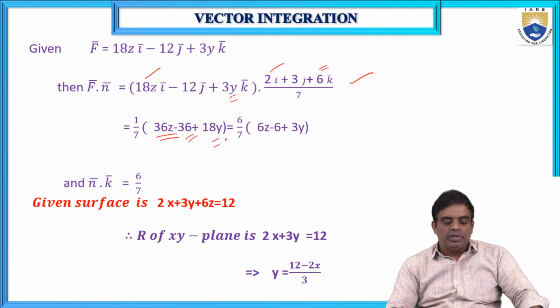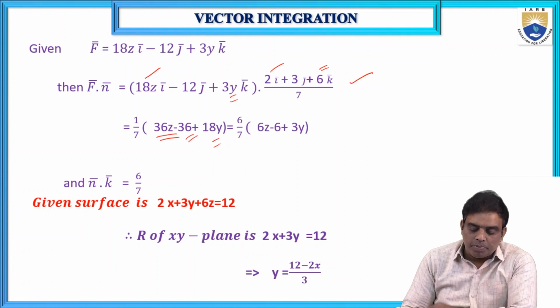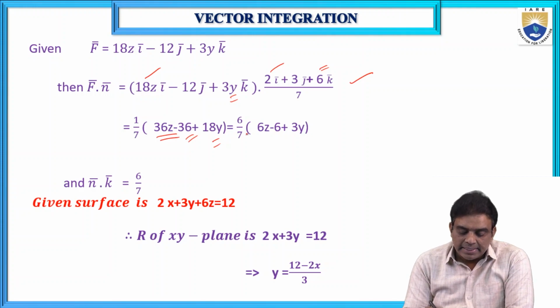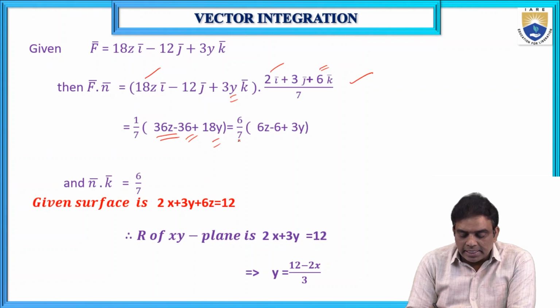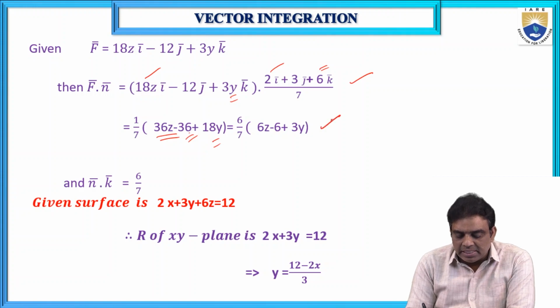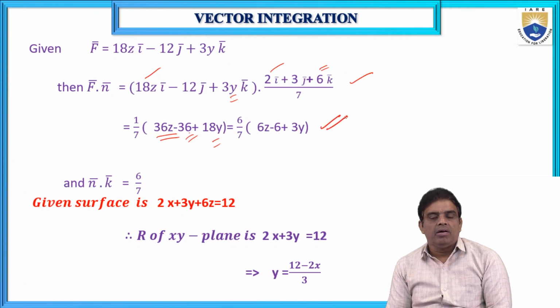So that is the term we obtain by taking the dot product of the two vectors. That is 6 by 7. I am taking out 6, since 6 is the common factor. I am taking outside 6 by 7 into (6z minus 6 plus 3y). So this is f bar dot n cap.